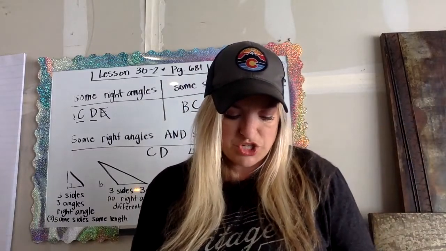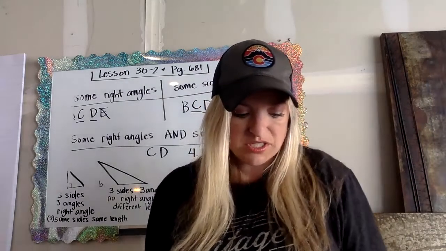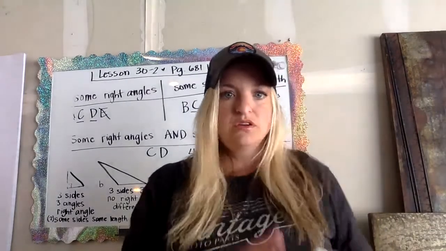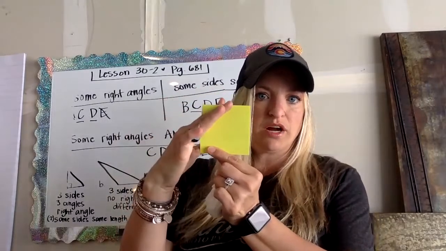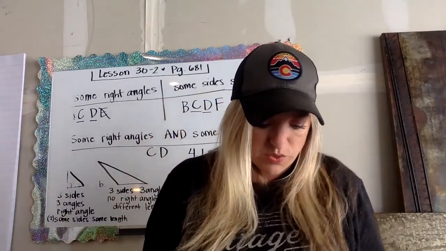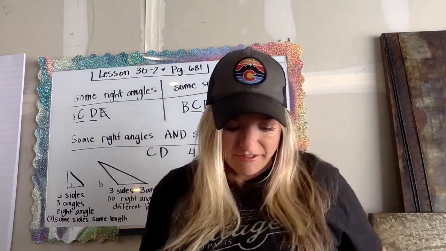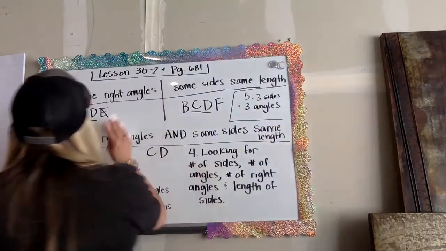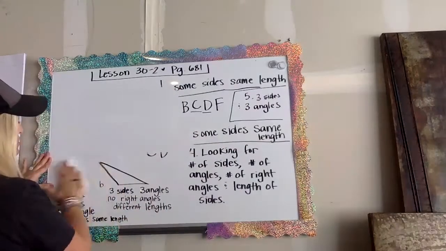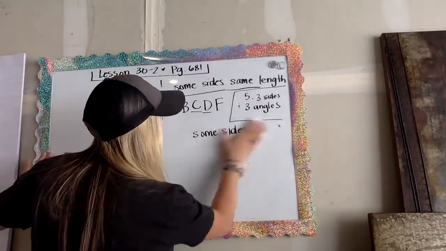Now it says, which shapes have at least 1 right angle? Remember, a right angle is an angle that looks like the corner of a square. So this is a right angle right here. This has 4 right angles. It's a corner of a square. The square and rectangle have 4 right angles each. Triangle F has 1 right angle. So study those shapes really fast while I erase this.